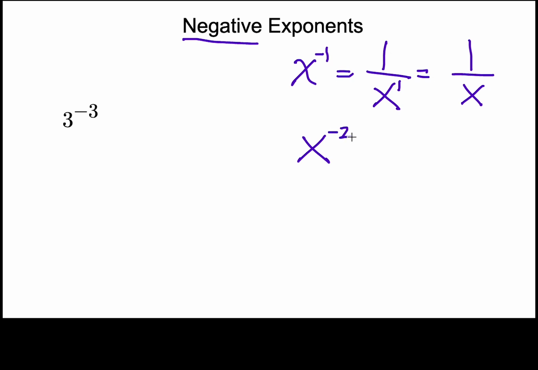What would change if I made it x to the power of negative 2? I still need to move it to the denominator, take away the negative, but leave the exponent. So x to the power of negative 2 means I move x squared to the denominator of my fraction.